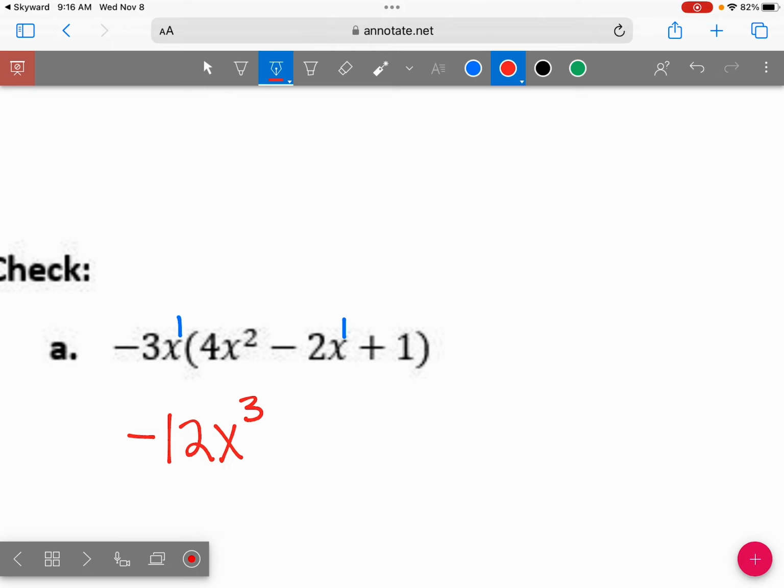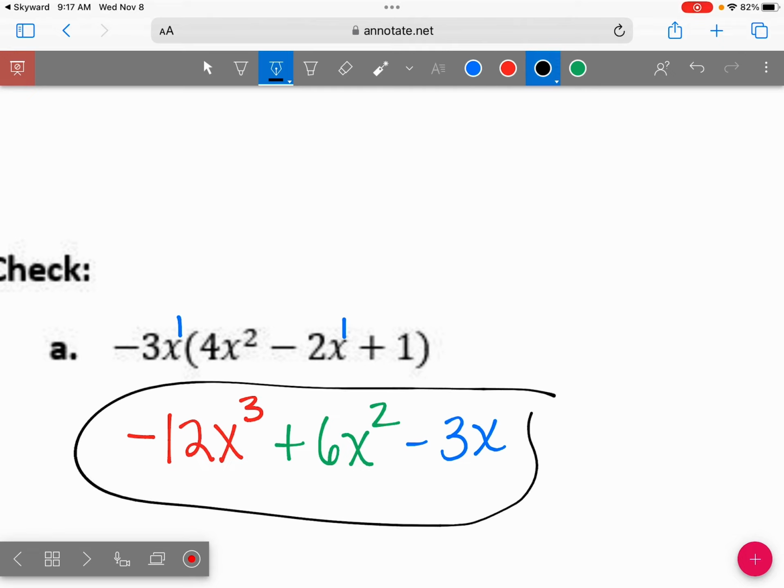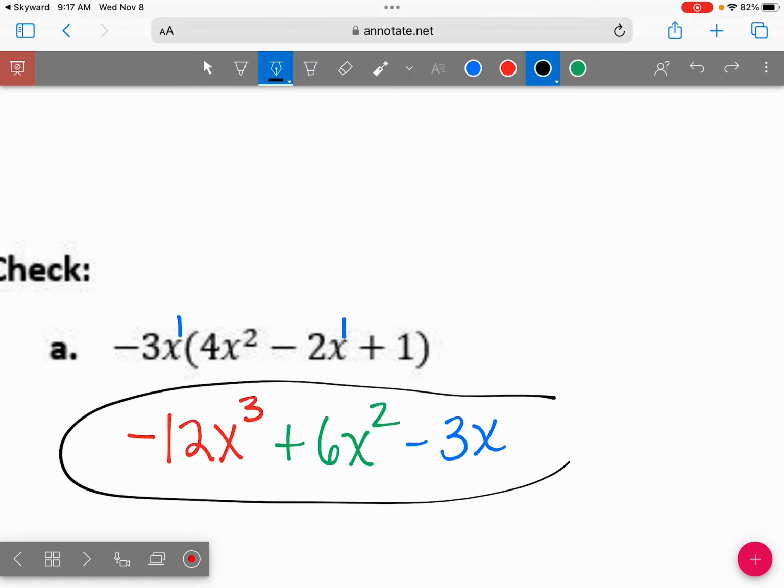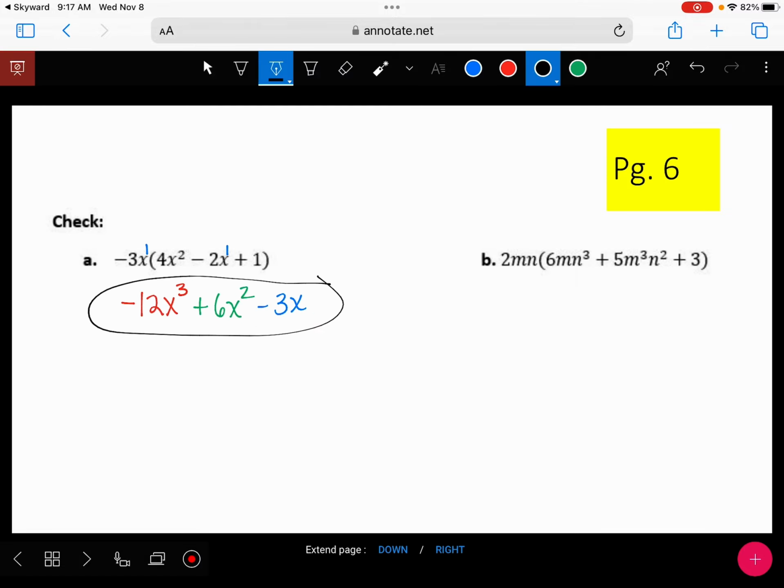And then we go to our next term. -3 times -2 would be what? Positive or -6? Positive 6. And then I'm adding my exponent. So 1 plus 1 is 2. And then lastly, -3x times 1 would be -3x. All right, who had that answer? Who had this as their answer? That was ugly. Let me do that again. All right, good. Let's do the next one.